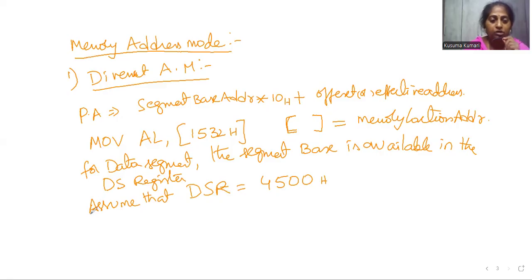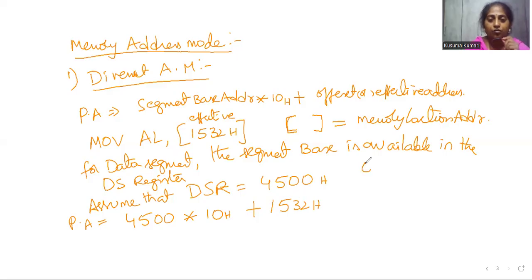Okay, now how can the physical address be calculated? Physical address can be calculated as 4500, the segment base address, multiplied by 10 hexa, plus the effective address. What is the effective address here? Within the brackets we are representing the effective address.